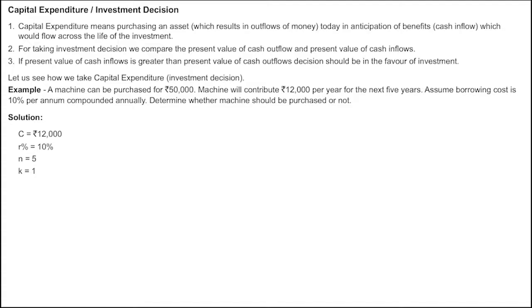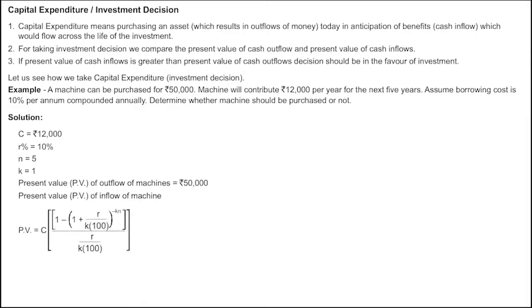So here you have to make a decision. How will you make a decision? Depending upon the present value of outflow and present value of inflow of the machine. Let's see how to do it. We are going to use the same formula as above for the present value. Present value of inflow of the machine is equal to C into 1 minus bracket 1 plus R upon K into 100 whole raised to the power minus Kn divided by R upon K times 100.